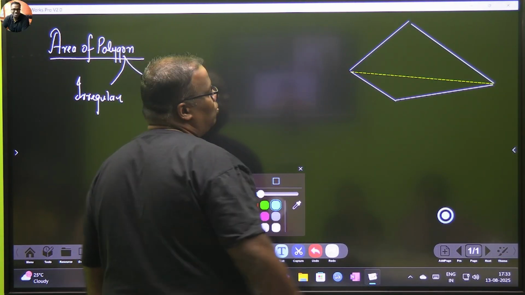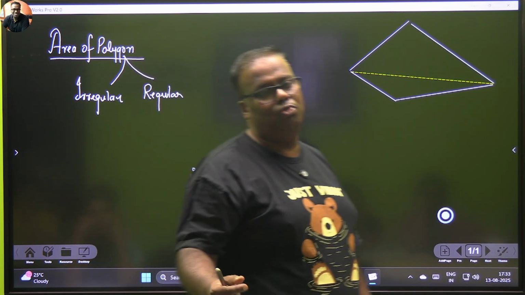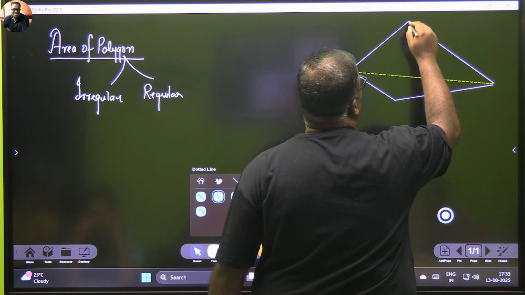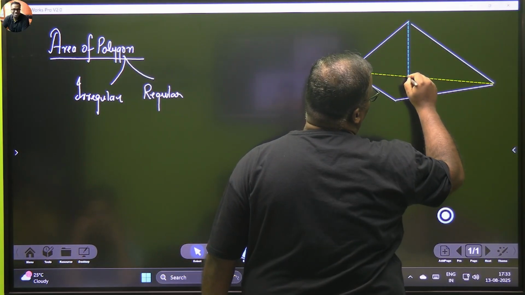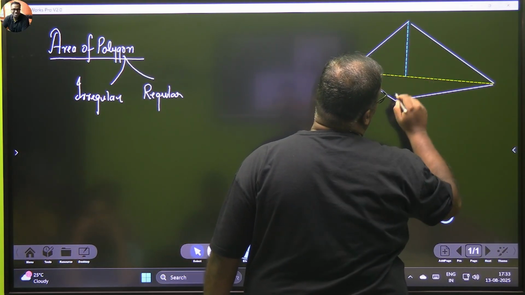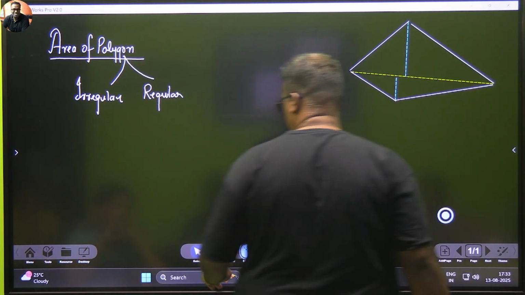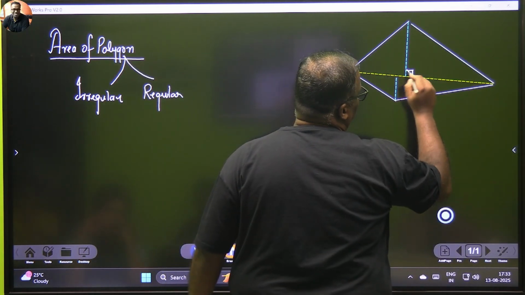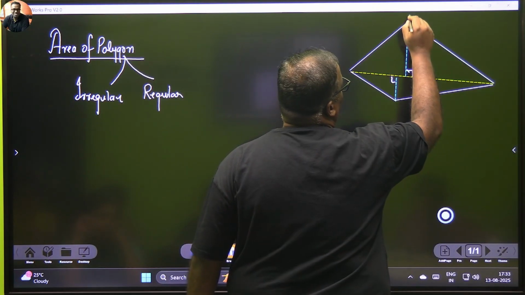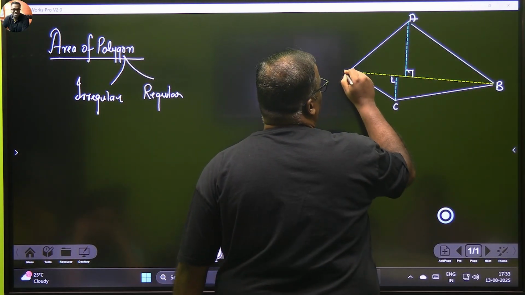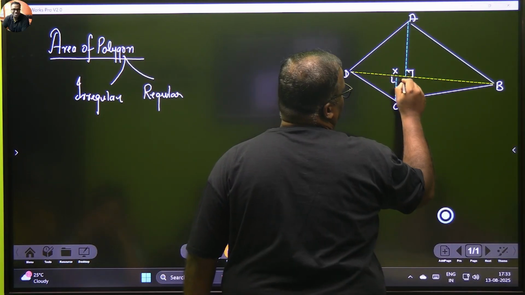since at your level you know the area of a triangle only by one formula, that is half into base into altitude, you will see in such a problem you will also be given the two altitudes for the two applicable triangles. This is one altitude and this is the other altitude. Let me now name it as A, B, C, D. I hope by now it is clear to you. Let me mark the feet of the altitudes as X and Y.